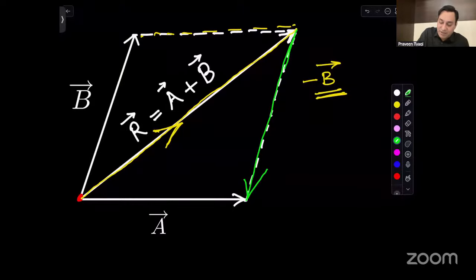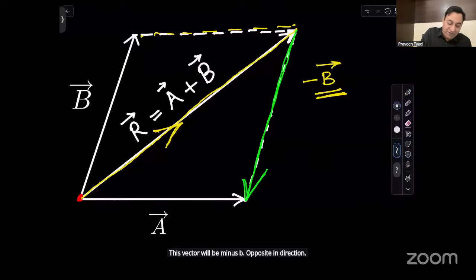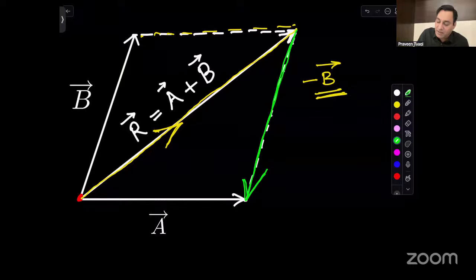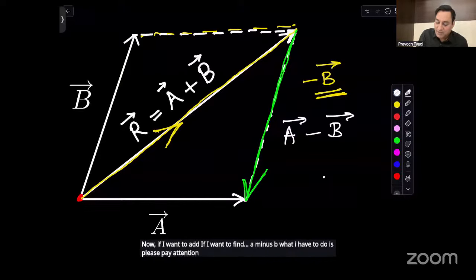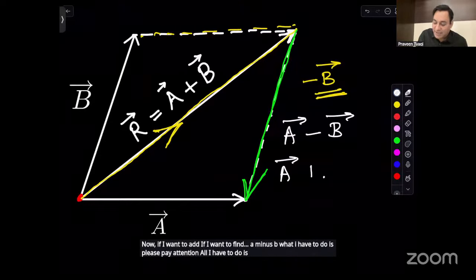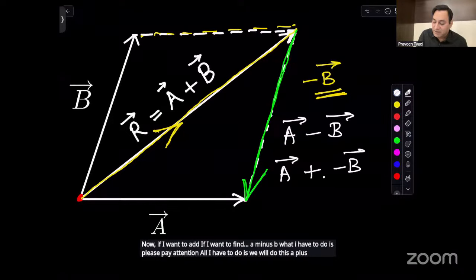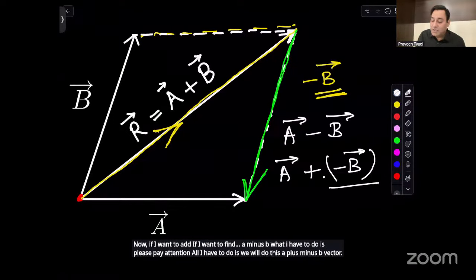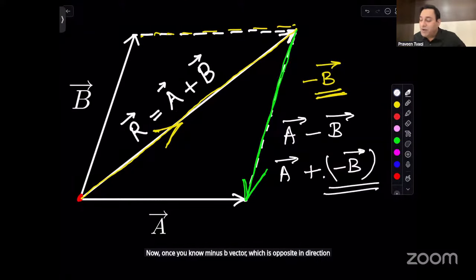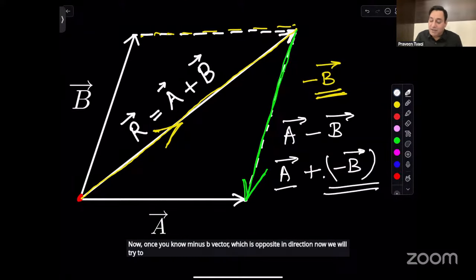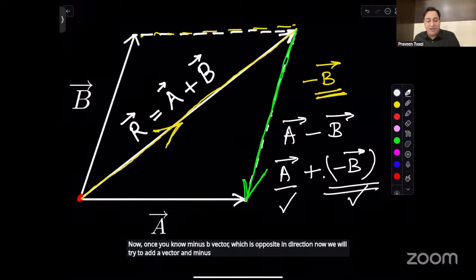This vector will be minus B, opposite in direction. Now, if I want to find A minus B, please pay attention. All I have to do is add A plus minus B vector. Once you know the minus B vector, which is opposite in direction, we add A vector and minus B vector. That will give me A minus B.